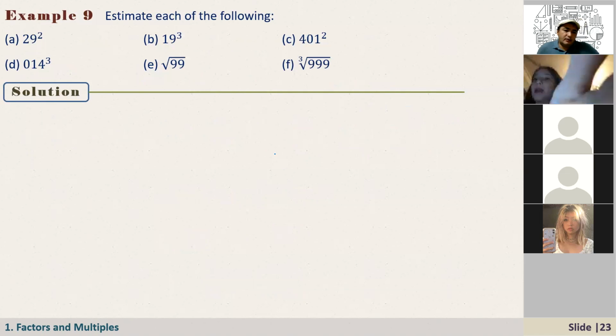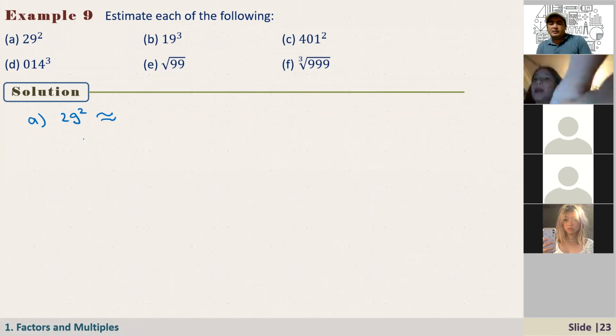All right, now let's do some examples. For example, estimate each of the following. You don't have to calculate exactly. It says estimate, so estimate means how can I approximate a number so that we can calculate this very fast and without any difficulty. So here, for example, 29 squared.